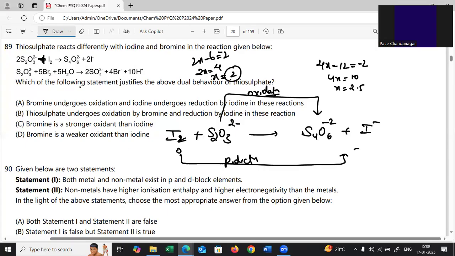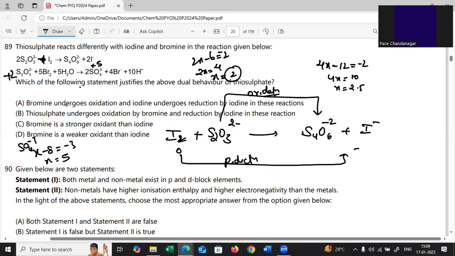Thiosulfate reacts differently with, let us go with the bottom one as well, right? For S2O3 2- you have plus 2 oxidation state. For SO4 how much? SO4 has a charge of minus 2 given there, right? S is x, minus 8 is equal to minus 2. x is equal to plus 6. Here it is plus 6.